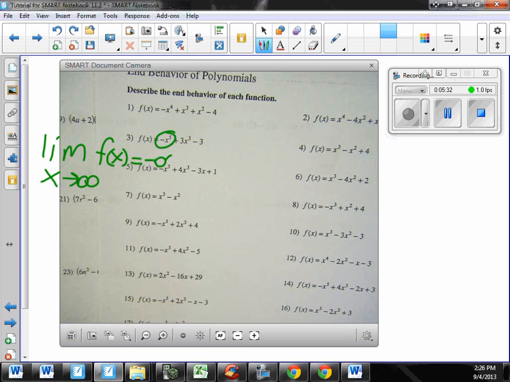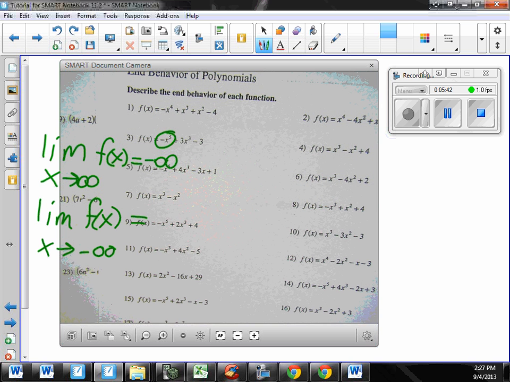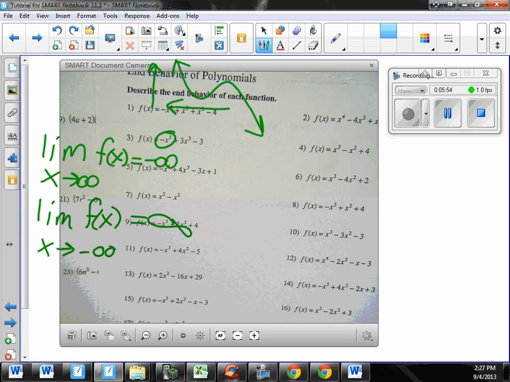equals negative infinity. And the other one is the limit of f of x as x goes to the left, which is negative infinity. So the graph is going to look something like this. So as I move to the left, the graph goes up. So this is infinity.